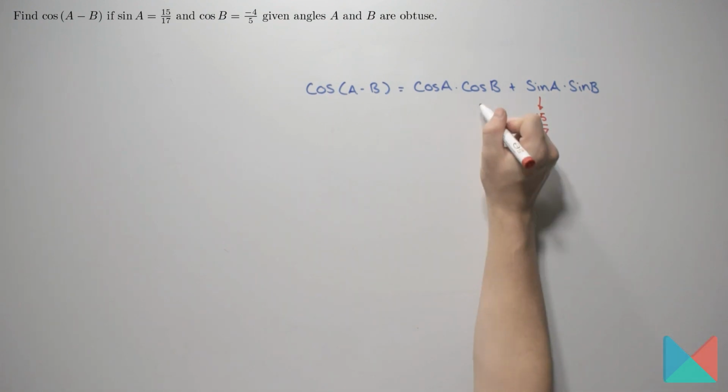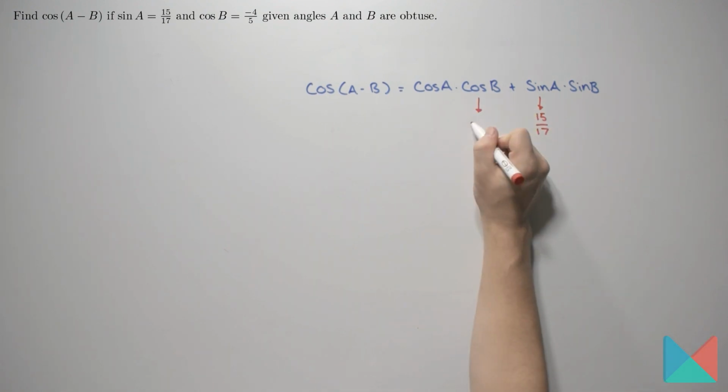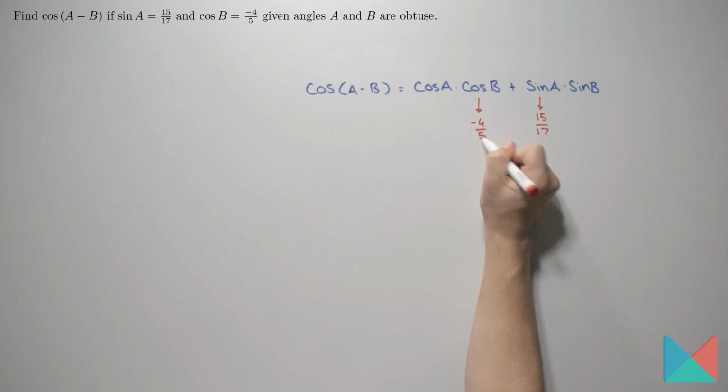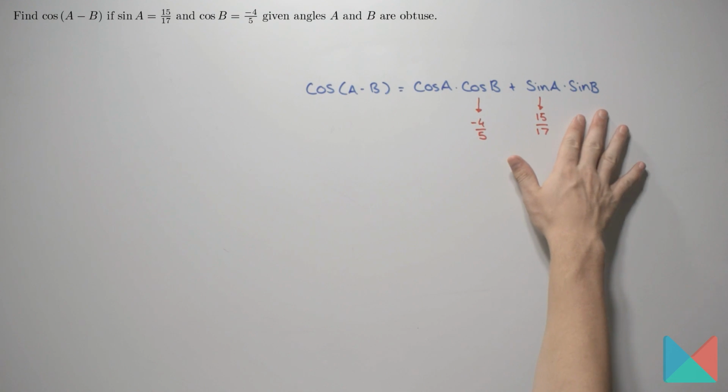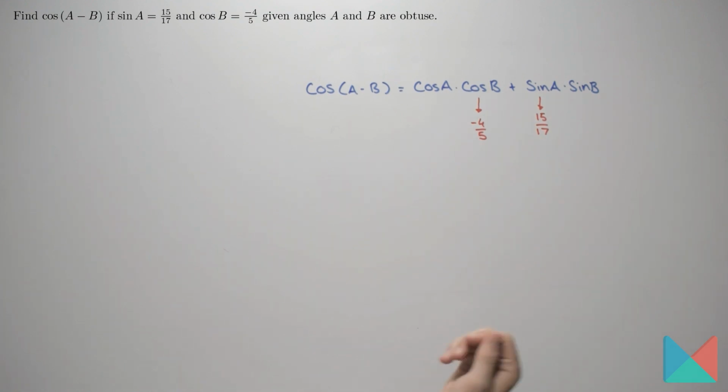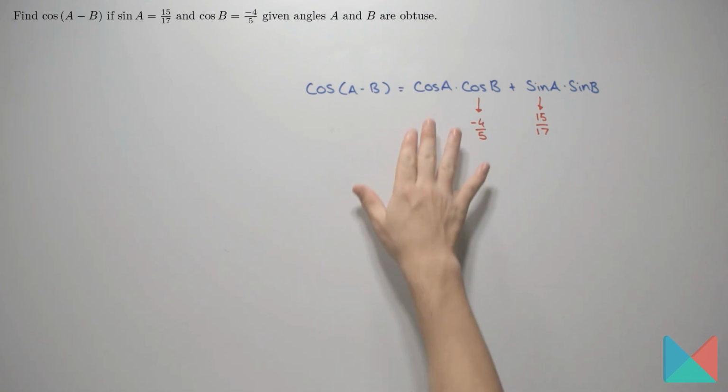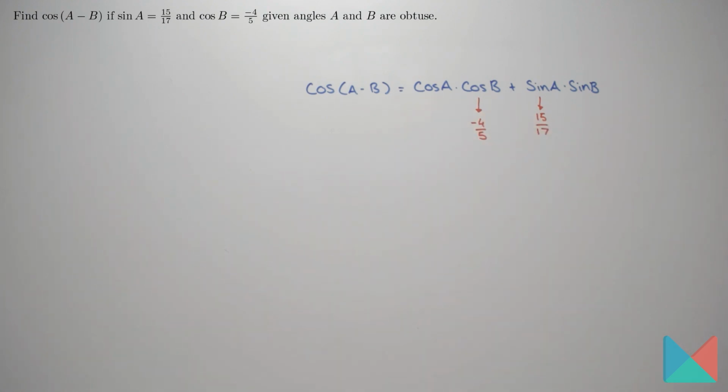And we're also given that cos of B is negative 4/5. Now, if we find the values of cos of A and sine of B and solve this right-hand side, we will get our solution for cos of A take B. And so in order to find these values, we're going to draw the unit circle.